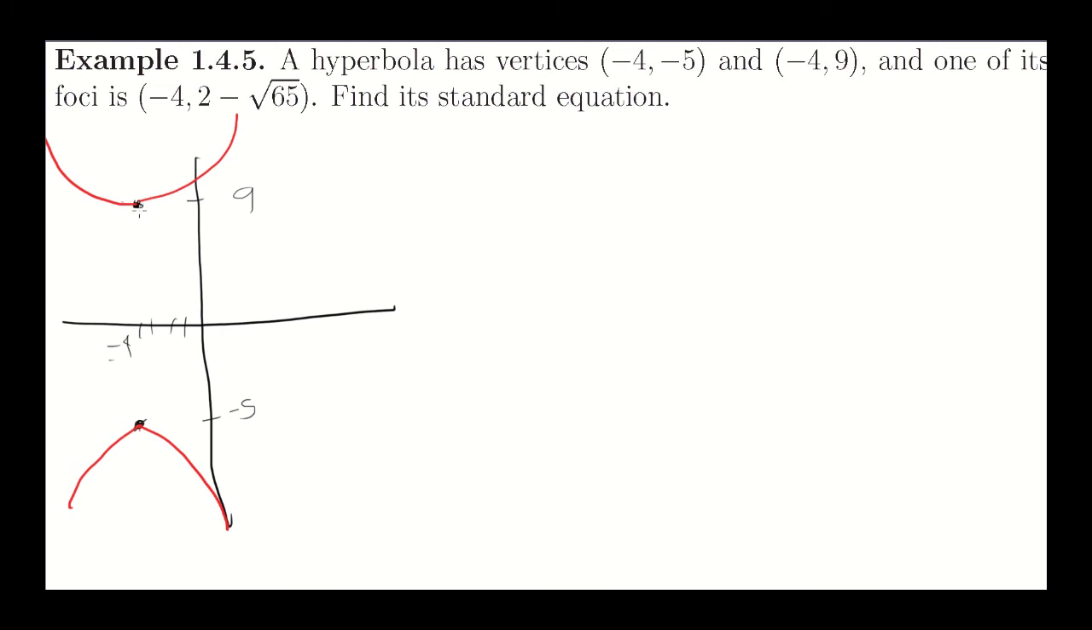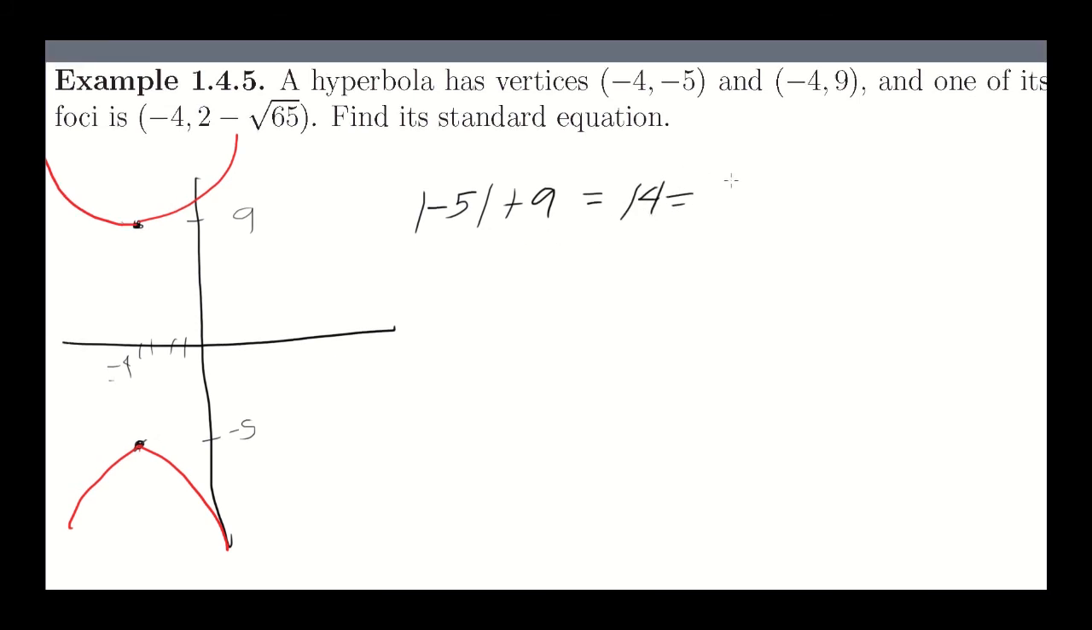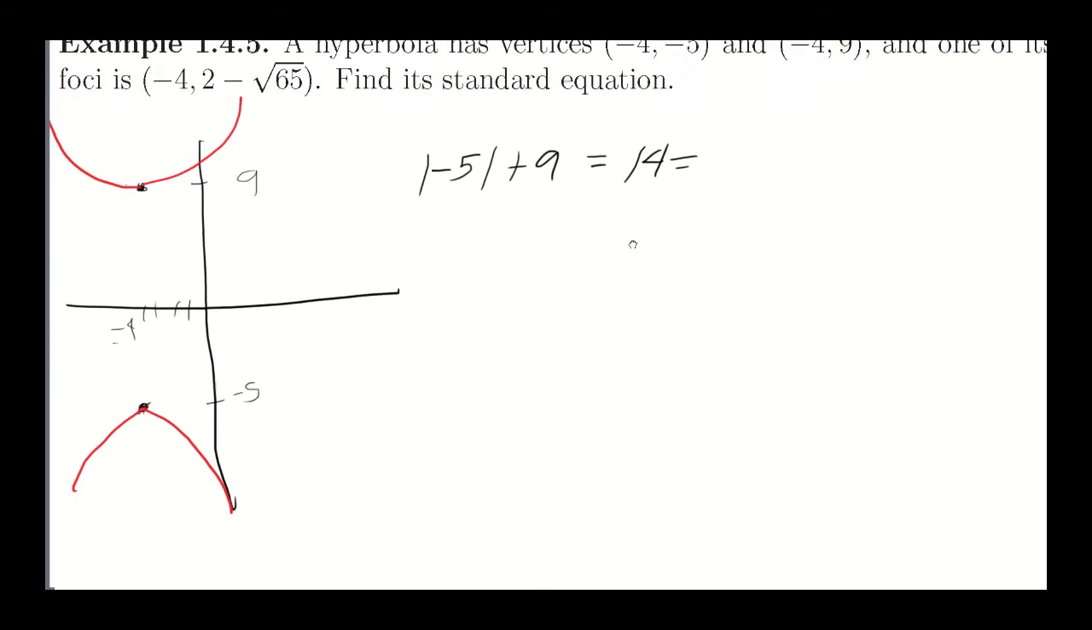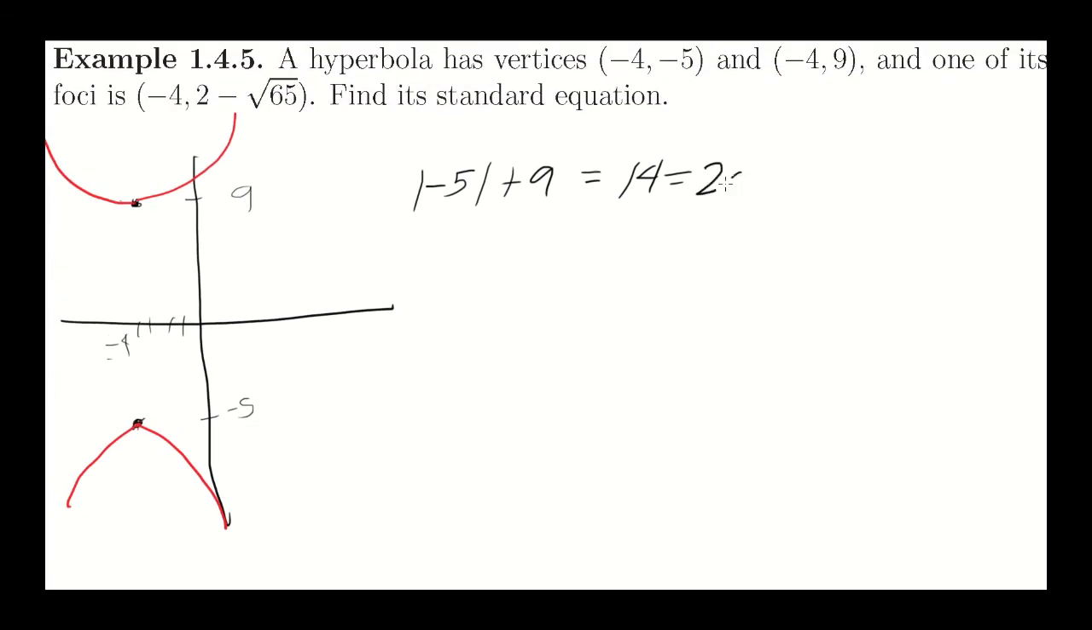So we need to get the center. To get the center, we just need the distance between vertex 1 and vertex 2. So we have the absolute value of negative 5 plus 9, which equals 14. That is equal to 2a. Then we divide by 2. So a is equal to 7 and a square is equal to 49.